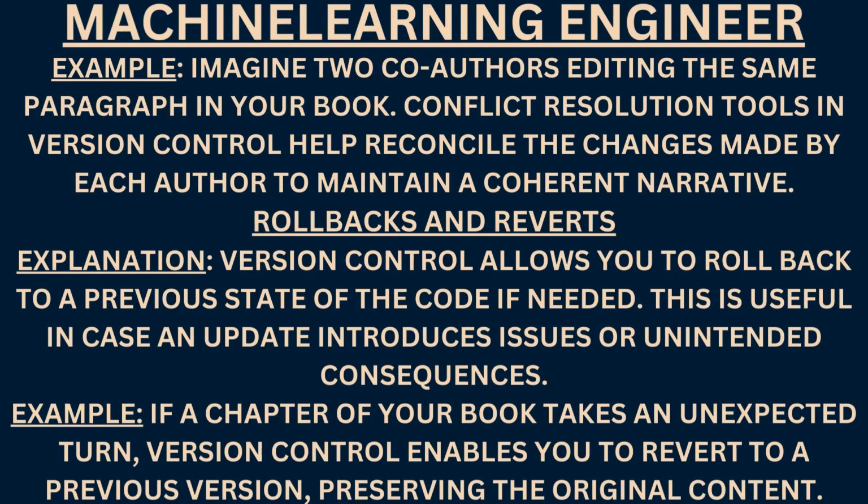Rollbacks and reverts. Explanation. Version control allows you to roll back to a previous state of the code if needed. This is useful in case an update introduces issues or unintended consequences. Example, if a chapter of your book takes an unexpected turn, version control enables you to revert to a previous version, preserving the original content.